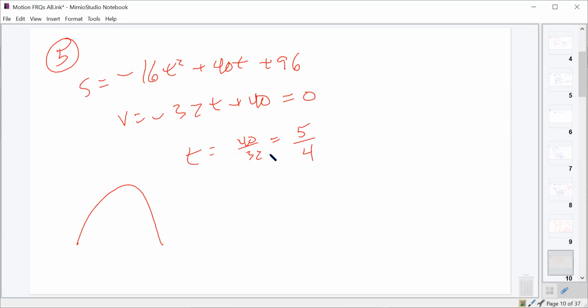And so then we would just plug 5/4 back in. No, sorry, never mind. We wouldn't need to. It just says after 5/4 seconds. It doesn't ask for the actual height. It just says when does it reach the maximum height. So looks like choice C for number 5.